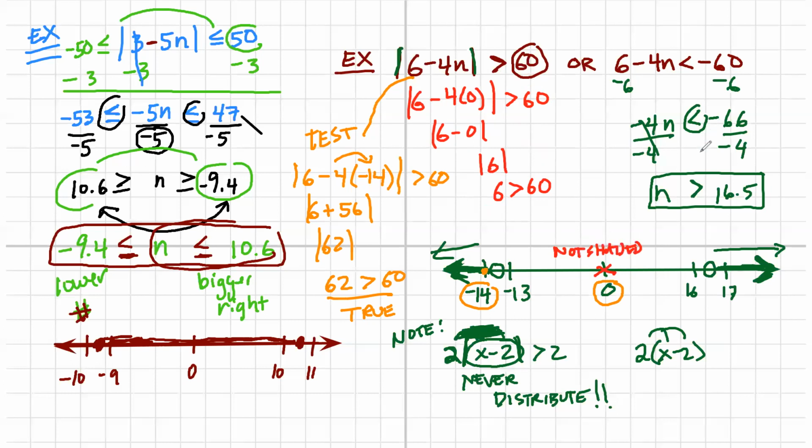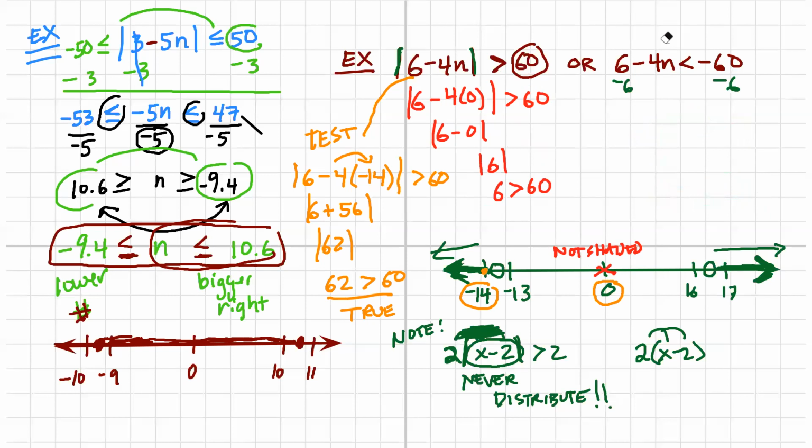Okay. Lastly, we should try, erase this stuff. We should try a point on the right side of the shading. So if I pick 17 or I'm going to pick 20, 20 is over here, right? I want a nice easy number to pick. So I'm going to put 20 in here. Absolute value of 6 minus 4 times 20 is greater than 60. Okay. 4 times 20 is negative 80.